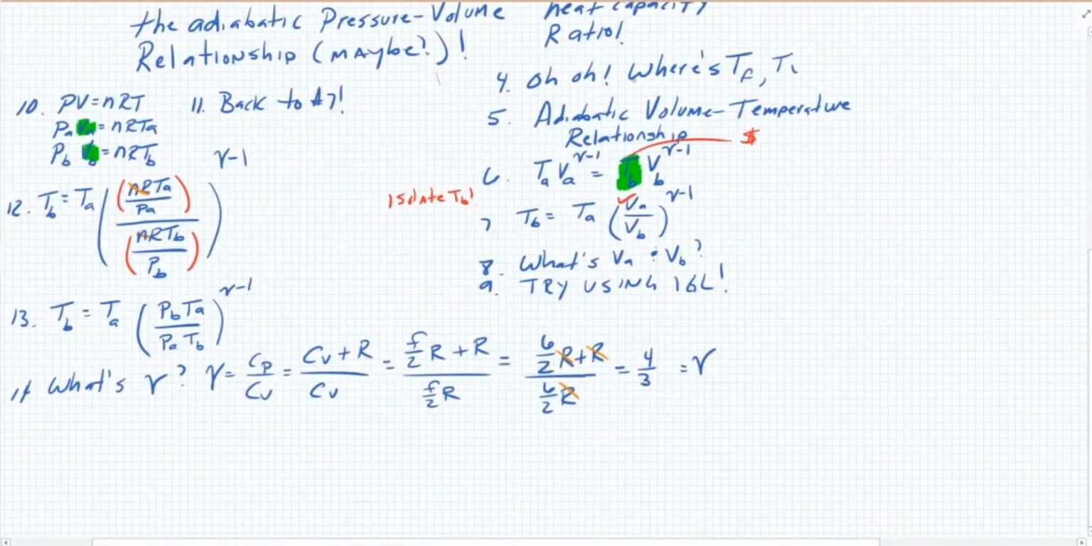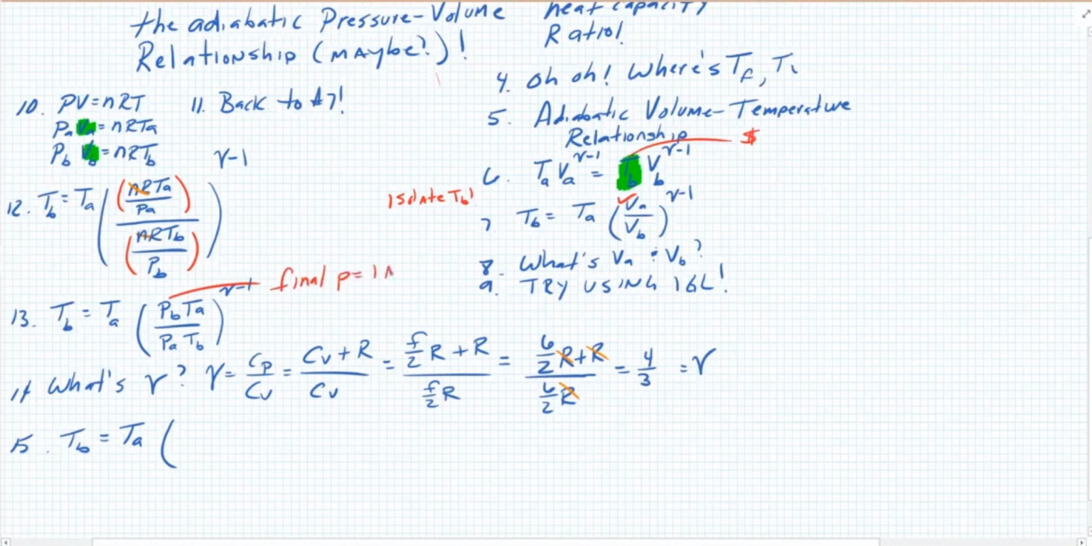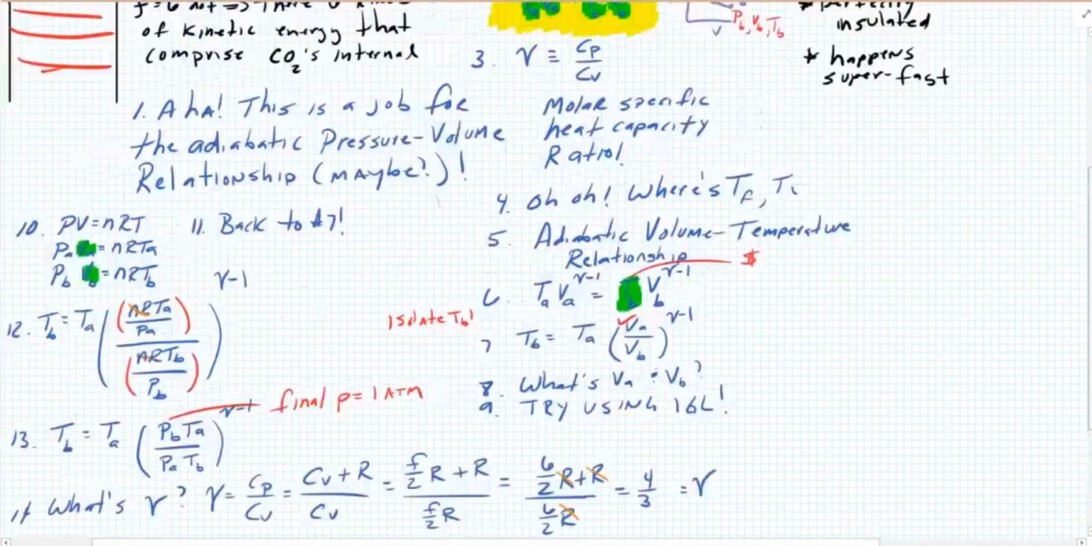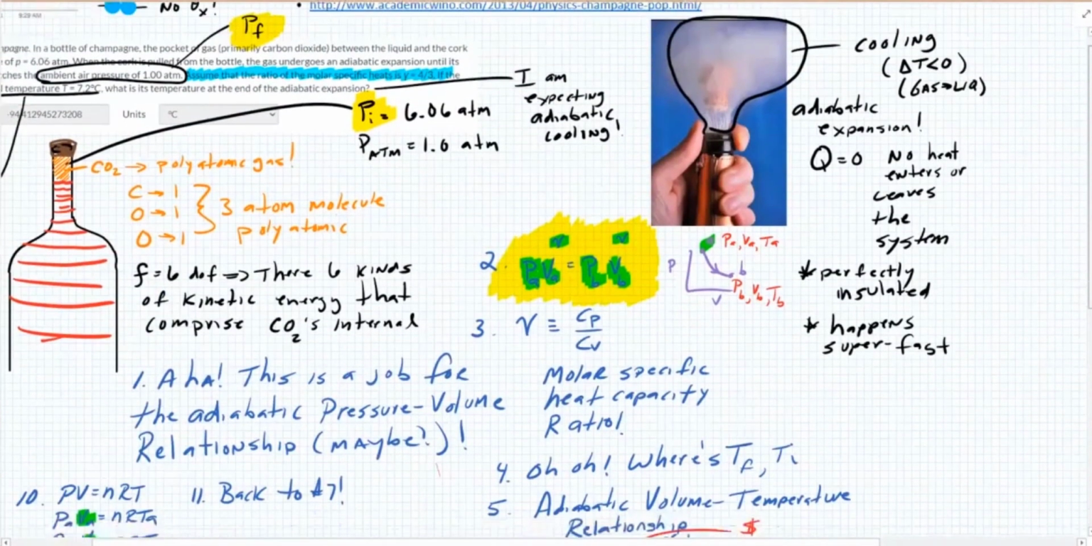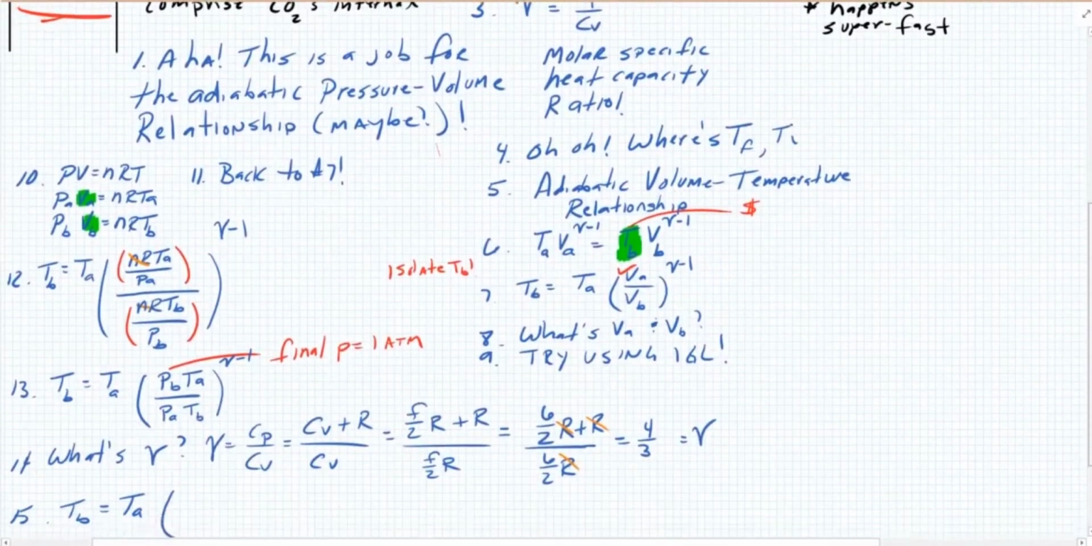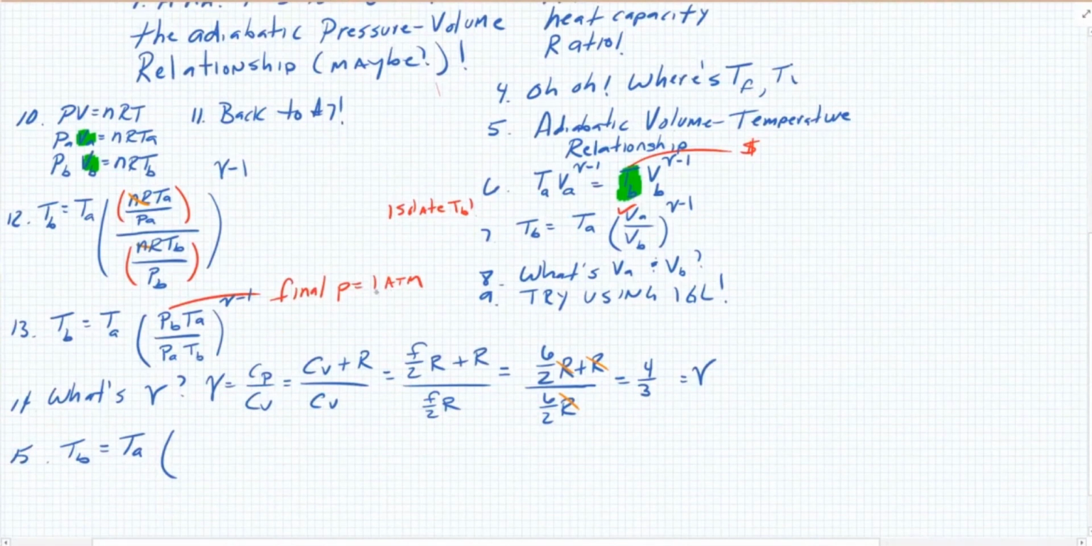So now are we ready to get the temperature? Number 15, the final temperature equals the initial temperature, TA, times the pressure at B. All right, the pressure at B. Well, B is my atmospheric pressure. This is a final pressure. Final P is just 1 atm. Let me check that, right? It just returns to atmospheric pressure, the ambient. So after you pop the cork and this gas rapidly expands, the pressure very quickly returns to atmospheric pressure.